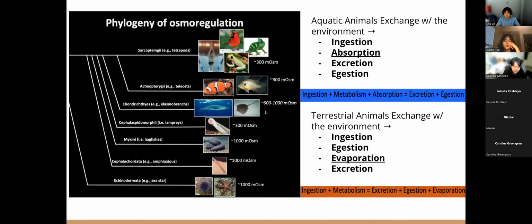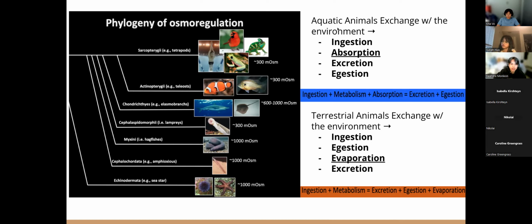For the last slide, I will be talking about the phylogeny and essentially how aquatic animals and terrestrial animals exchange with the environment. These are the last slides in that topic 7 lecture that you could feel free to go over again, because this will pop up in the exam for probably 1 or 2 questions. So it's good to remember these.